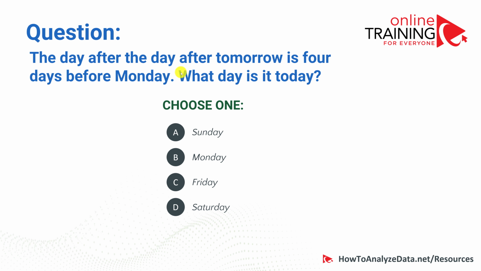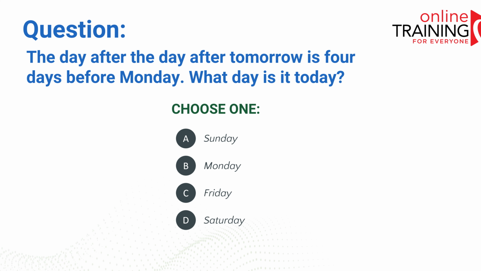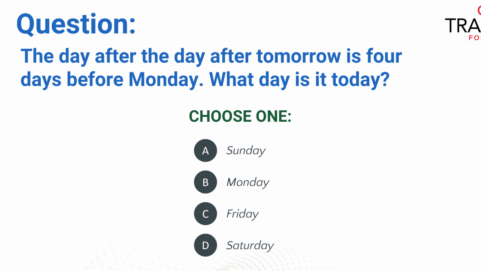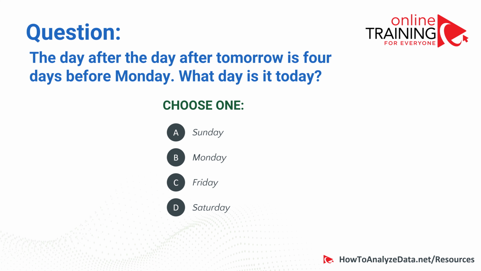Let's take a look at the answer. Again, most of the time you have to use reverse method to get to the right answer. And the reverse method tells us that 4 days before Monday is Thursday, and day before Thursday is Tuesday. If tomorrow is Tuesday, today is Monday. So the correct answer is B, Monday. Hopefully you've got this one right.